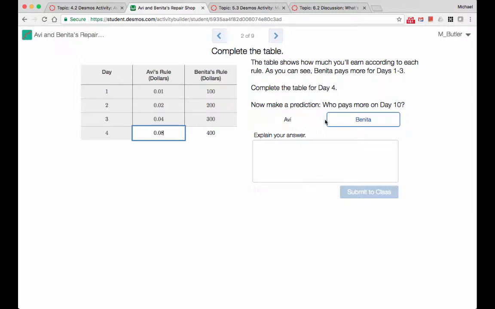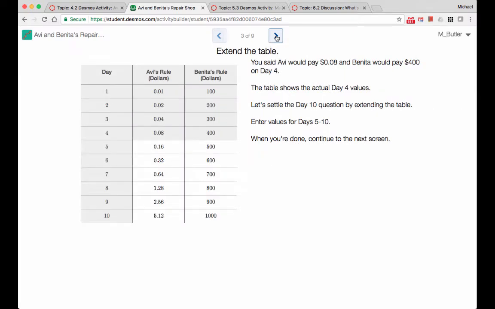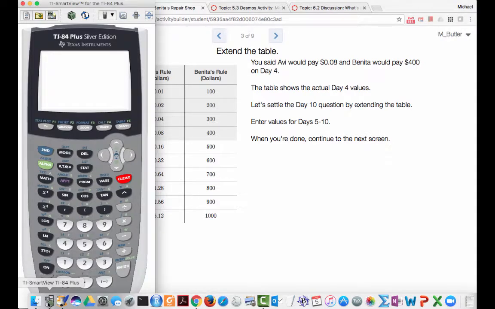So who do you think is going to pay you more on day 10? I'm guessing based upon what we see here, it'll probably be Benita, and then you've got to come in and explain why. I'll let you do that part. That's your part of the deal here. So we can extend this table and continue out to 10 days to see how far it goes. Now I filled the table in for you, but I do want to show you a very cool trick on your graphing calculator.